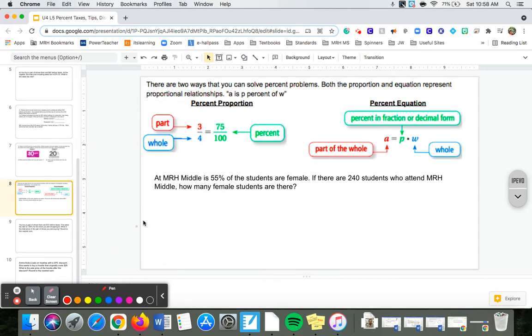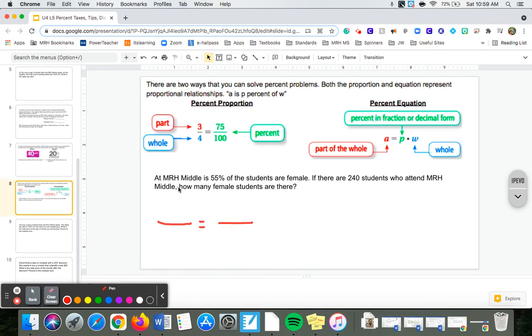Looking at the problem that I have, I'll show two different ways. At MRH Middle, 55% of the students are female. If there are 240 students who attend MRH Middle, how many female students are there? Sorry about the grammar mistake there. But looking at this, if you want to use a proportion, let's go ahead and set this up like so.